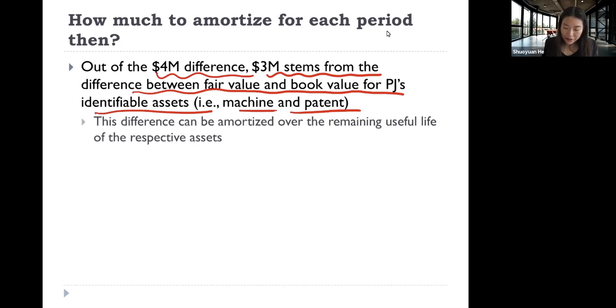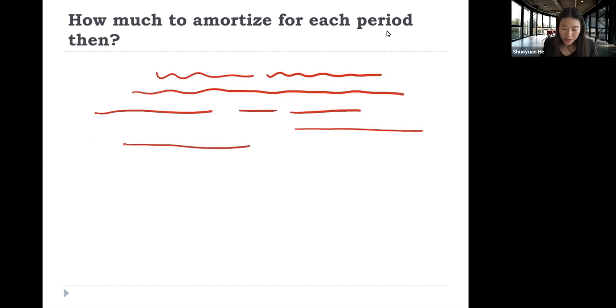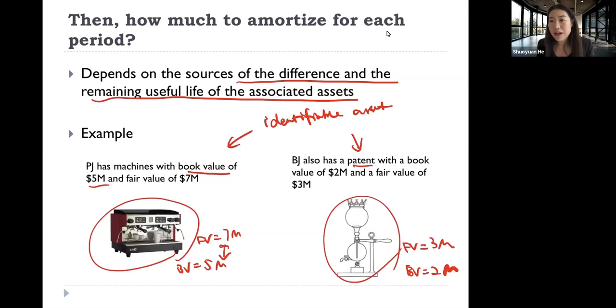And then this difference can be amortized over the remaining useful life of the respective asset. So for example, the machine may have a remaining useful life of 10 years. So the difference, 2 million, can be amortized over the 10 years. And the patent may have a remaining useful life of 5 years. This 1 million can be amortized over the remaining useful life of the patent, which is 5 years. So you first identify the source, and then you amortize the difference between fair and book value over the respective useful life of that source.